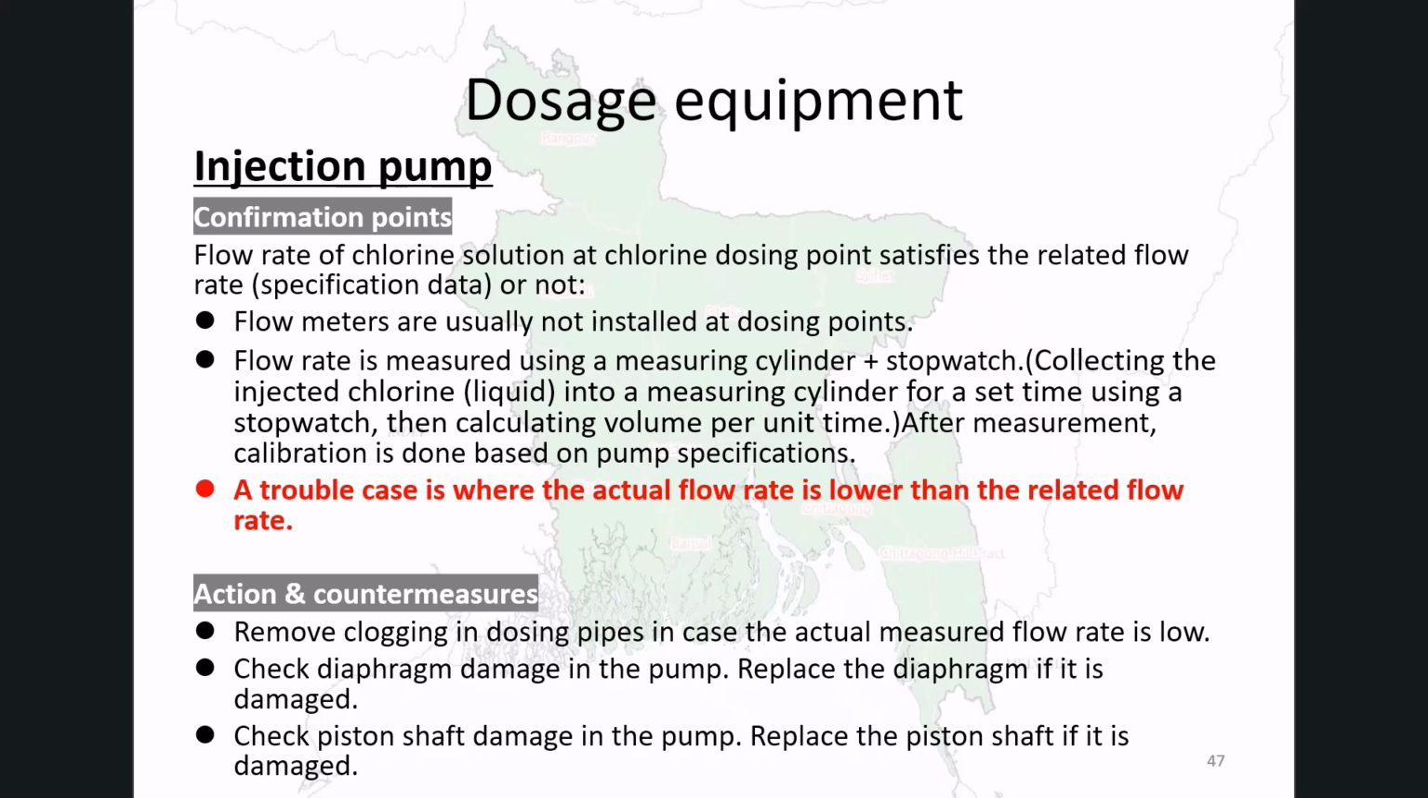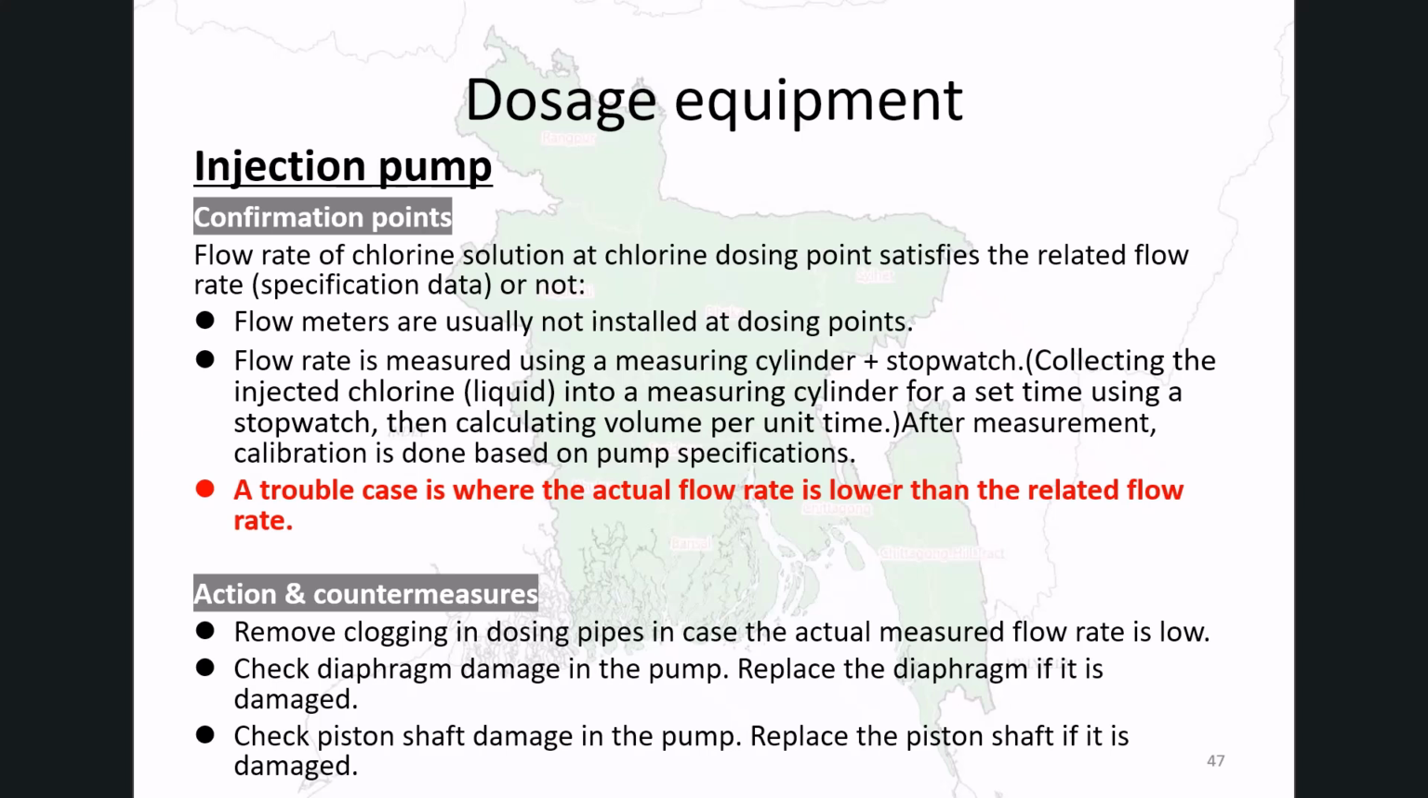To confirm whether the injection pump is working properly, the actual flow rate of chlorine solution at the dosing point must be measured and compared with the pump's specification. The flow meter is usually installed at the dosing point, but this value alone is not sufficient since it needs calibration. The recommended method for the manual calibration is to use a measuring cylinder and a stopwatch.